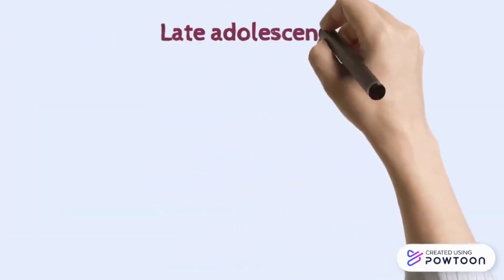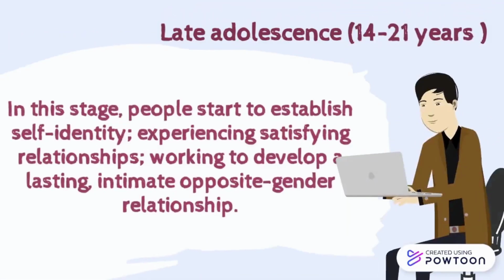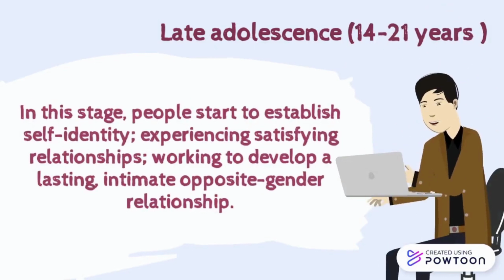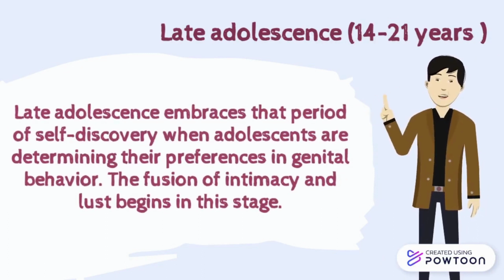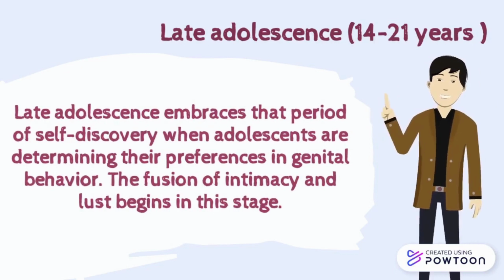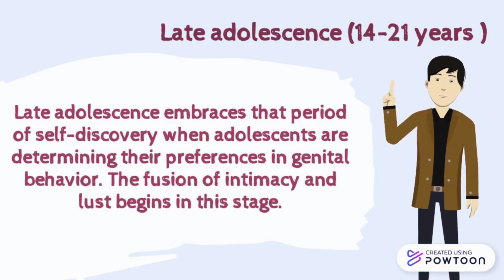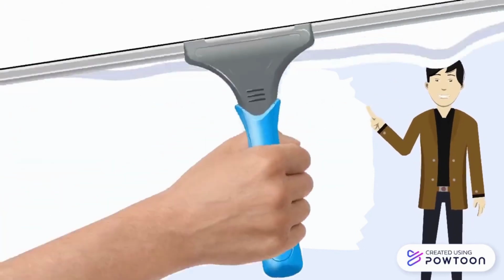The sixth stage is late adolescence from 14 to 21 years, and in this stage, people start to establish self-identity, experiencing satisfying relationships and working to develop a lasting, intimate opposite-gender relationship. Late adolescence embraces that period of self-discovery when adolescents are determining their preferences in genital behavior. The fusion of intimacy and lust begins in this stage.